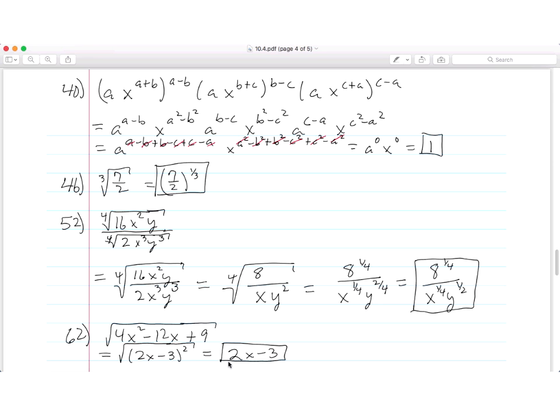And again, they say assume that all variables represent positive numbers. I'm assuming that 2x minus 3 is positive.